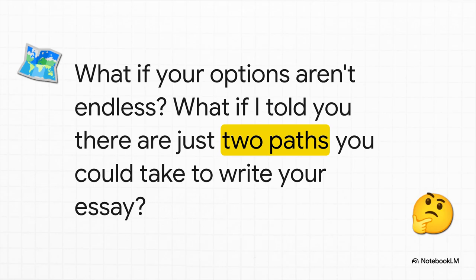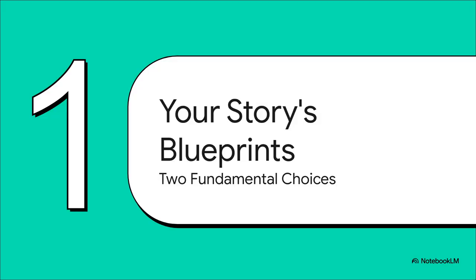Now, here's the big secret, the core idea from Sawyer's work. What if I told you your options aren't endless? What if, when it comes to telling your story, there are really only two main roads you can go down? Just two. Understanding this one little thing, well, it changes everything. So let's start right there, with the two basic blueprints for your essay. Let's forget about the topic for a minute and just think about the structure. How are you actually going to organize the stuff you want to say?